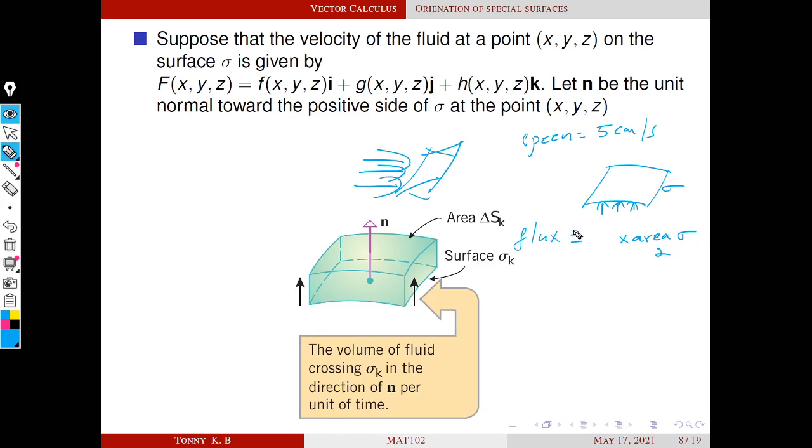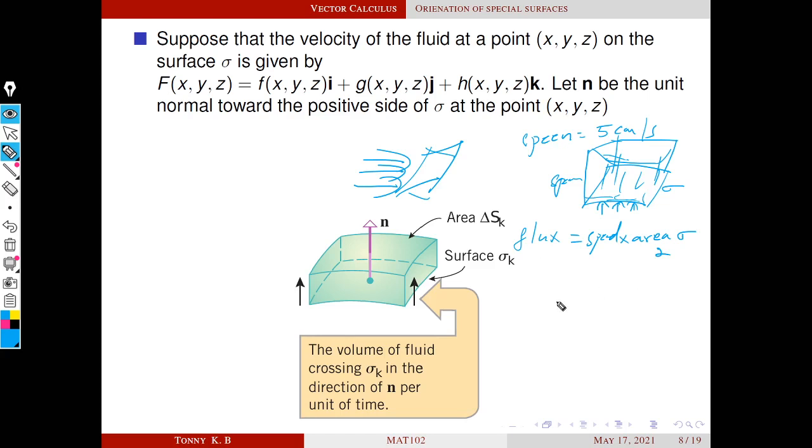What is flux? Flux is the amount of fluid flowing across the surface sigma in unit time. What about the volume? Suppose this is the surface sigma, and think of the speed as the height. Then think about this cuboid shape. This is the volume, and the height of this volume is the speed. So what about the flux? Flux is equal to speed times area. So speed times area gives the flux.